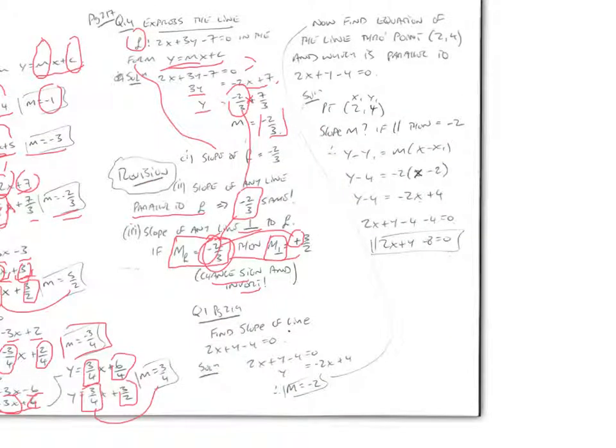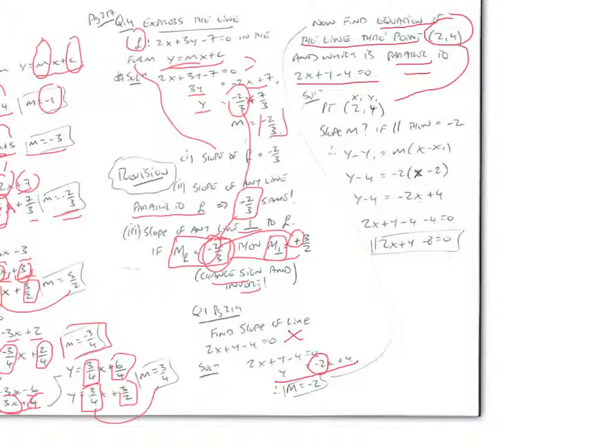Find the slope of the line 2x plus y minus 4 equals 0. So we should know by now just to rewrite that in the form y equals mx plus c. So we have y is equal to minus 2x plus 4, so our slope is minus 2. Given that now, we're asked to find the equation of the line through the point 2, 4, and which is parallel to this line here. So we know the slope of this line is minus 2. So the slope of this line, which we're looking to work with now, must have the same slope because it's parallel.